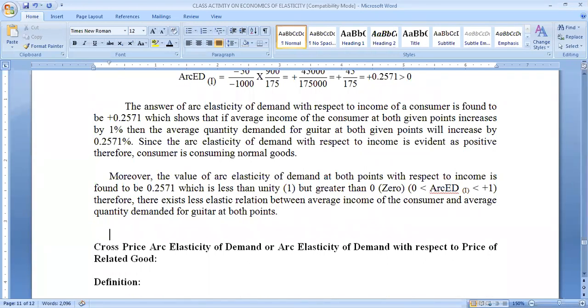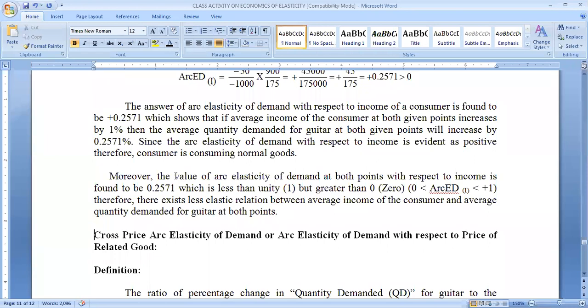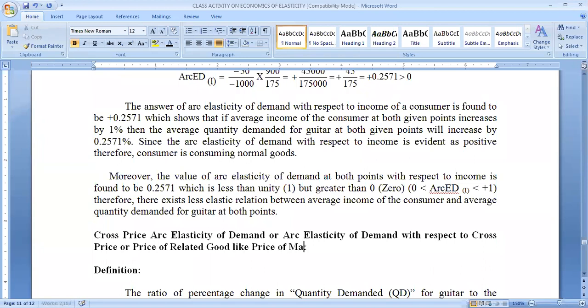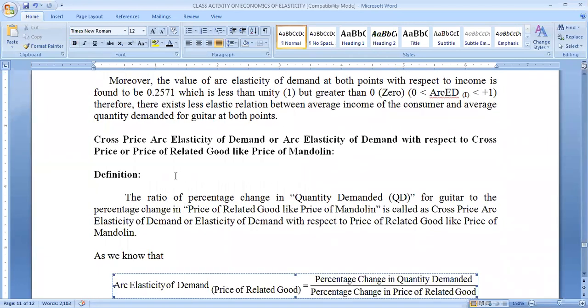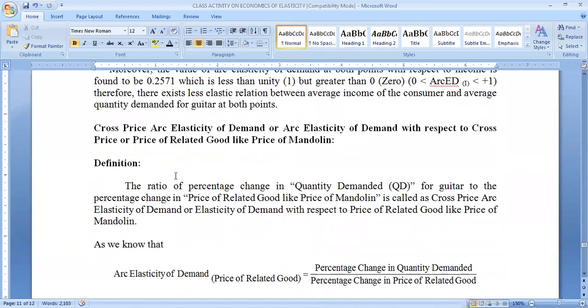Now let's move towards question number 8. Question number 8 is about finding cross price arc elasticity of demand, or arc elasticity of demand with respect to cross price, or price of a related good like price of Madeline, right? Now let's define the question first, and then we will be moving towards its formula, and then we'll calculate this concept.